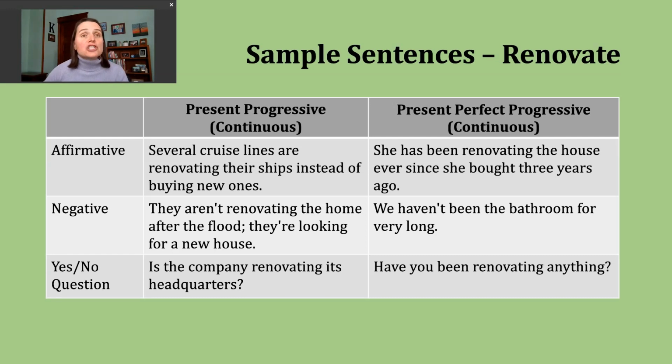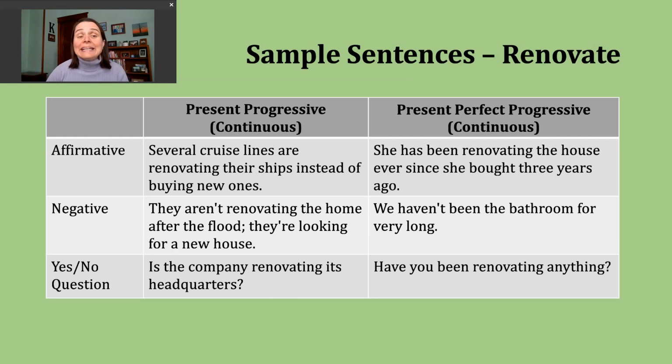Now, if our subject is he, she, or it, we're going to use has been, and then the ing form of the verb. You can see this in my example. She has been renovating the house ever since she bought it 3 years ago. This is something we see quite often with the present perfect progressive, a time period, a length of time. Right? Not specifically 3 years, it could be any length of time. Many times when we're using that present perfect progressive, we're really trying to communicate how long a particular action has been ongoing or has been continuing.